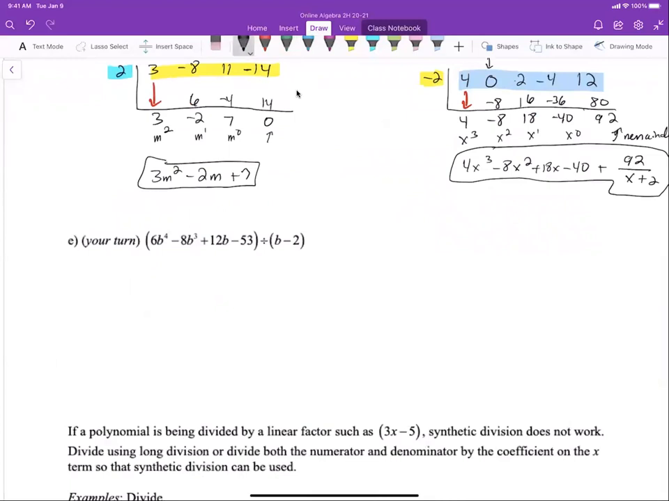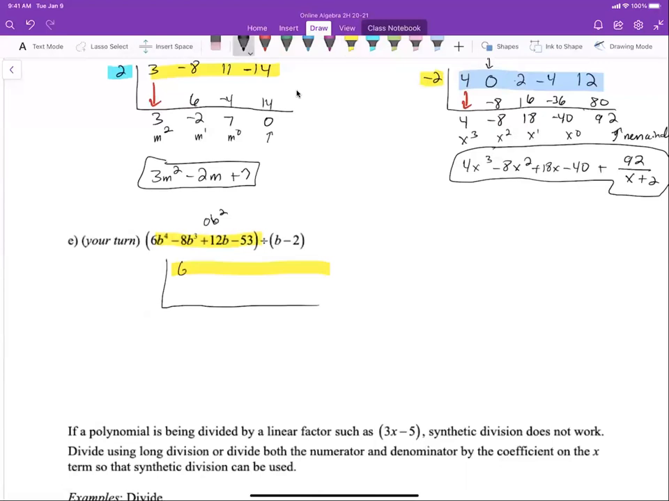First thing I would notice is I have the 4th and the cubed, but I am missing the b squared term. I have a 0 times my b squared term, so I've got to have a placeholder. I have b to the 1st power, b to the 0 power. So I've got to create my box. I'm going to have all my coefficients here.